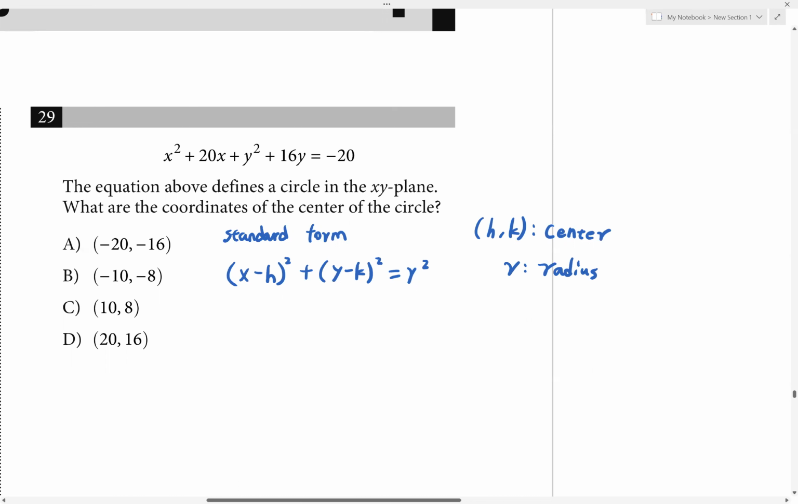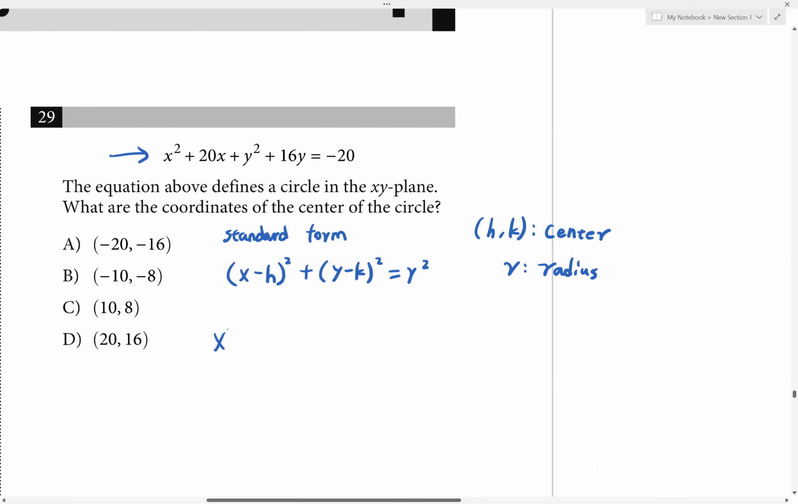Okay. So if you look at this equation, unfortunately, this is not in the standard form. This is the general form. We have x^2 + 20x + y^2 + 16y = -20. So what we have to do is first convert it into the standard form. And to rewrite it into standard form, we have to do what's called completing the square. So let's go ahead and try that.